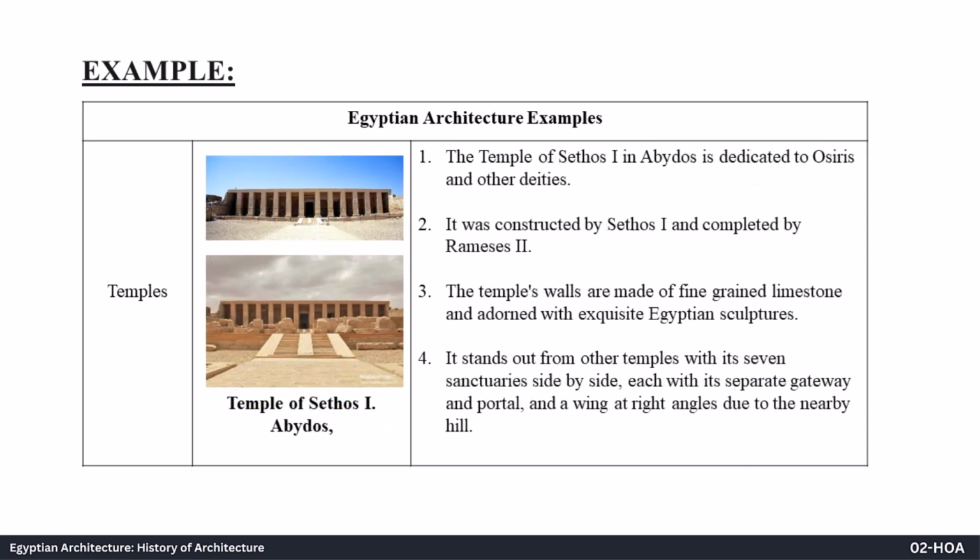Temple of Sethos I at Abydos. The Temple of Sethos I in Abydos is dedicated to Osiris and other deities. It was constructed by Sethos I and completed by Ramesses II. The temple's walls are made of fine-grained limestone and adorned with exquisite Egyptian sculptures. It stands out from other temples with its 7 sanctuaries side by side, each with its separate gateway and portal, and a wing at right angles due to the nearby hill.